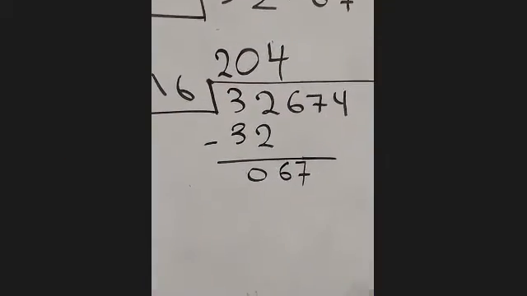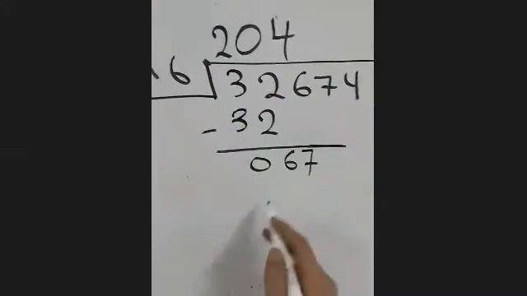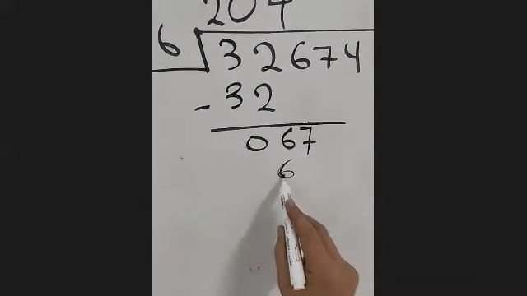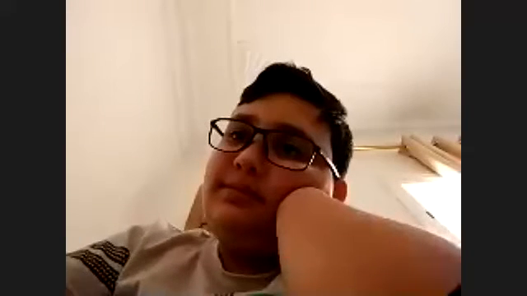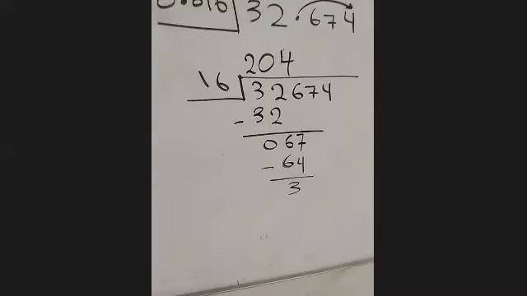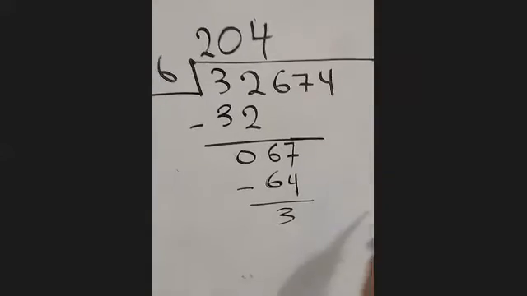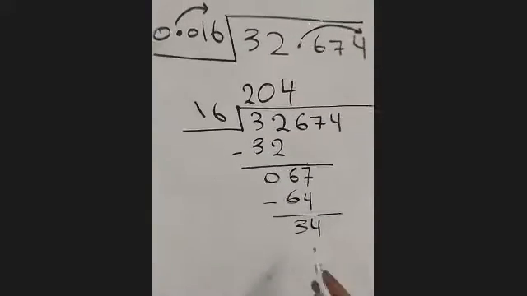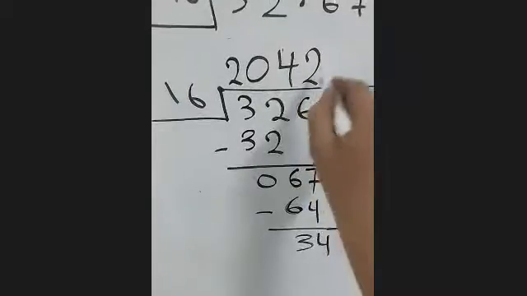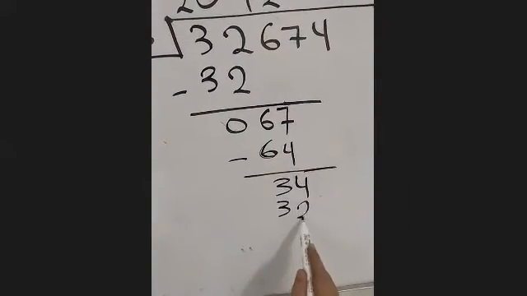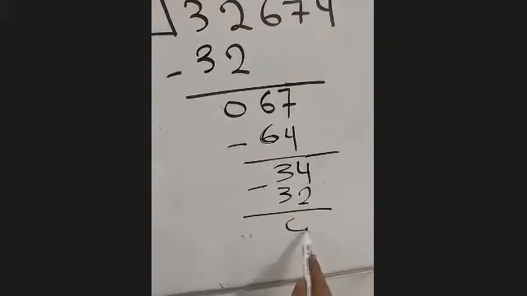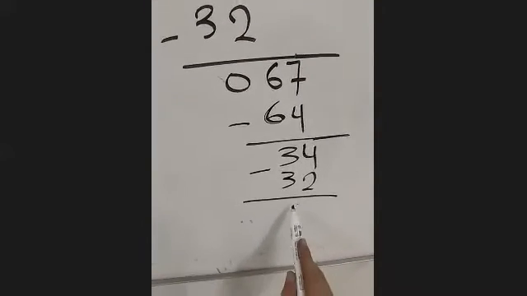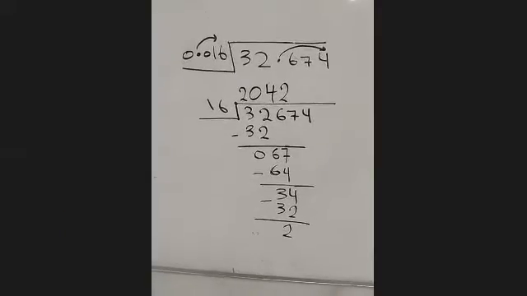Of course, guess and try, we know that. 4 by 16, 64. Subtract, 3, right? Now we can bring the 4 down. It is 34. 34 is bigger than 16. We can use 2. 2 by 16, 32. Subtract, 2. Good. Now here 2, we don't stop.